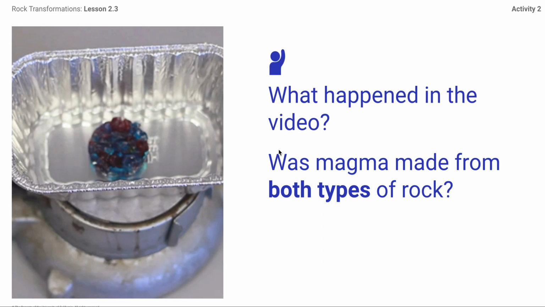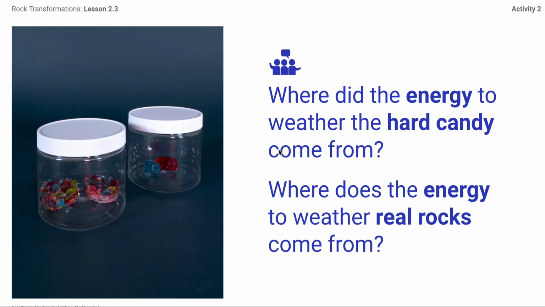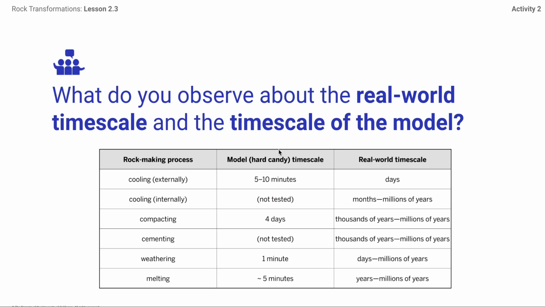All right. So what happened in the video, we kind of talked through that. Where did the energy to melt the hard candy come from? It came from the hot plate. Where does the energy to melt real rocks come from? That comes from Earth's interior. So just a quick kind of review of the difference between a model and the real thing.